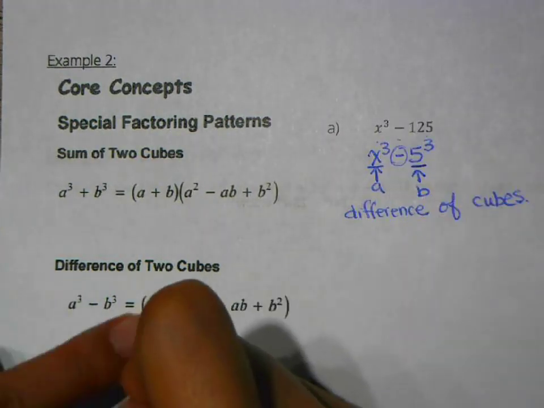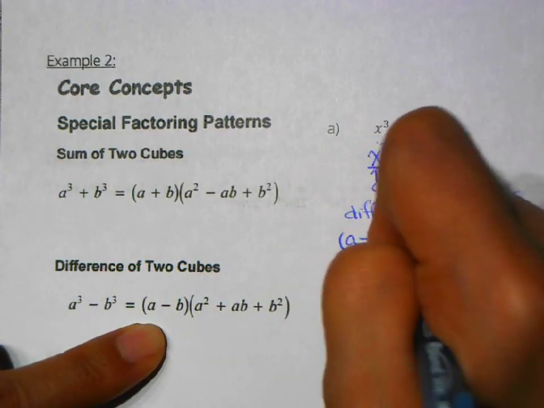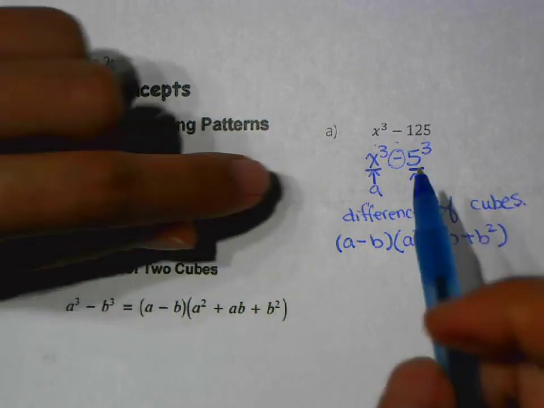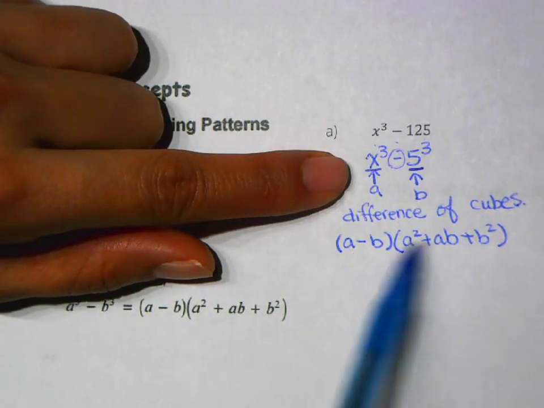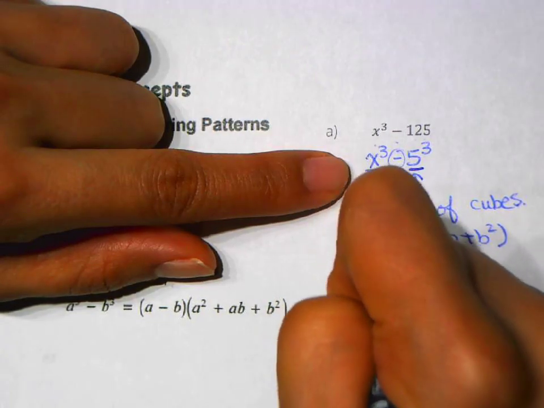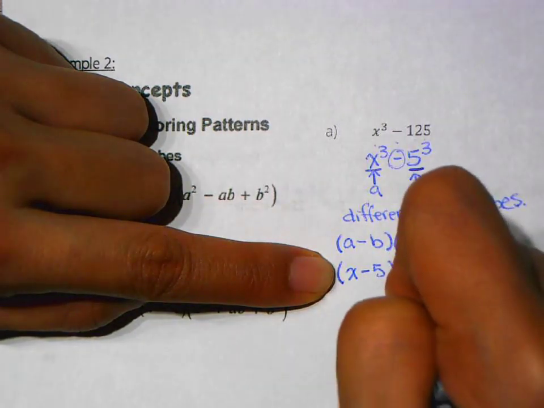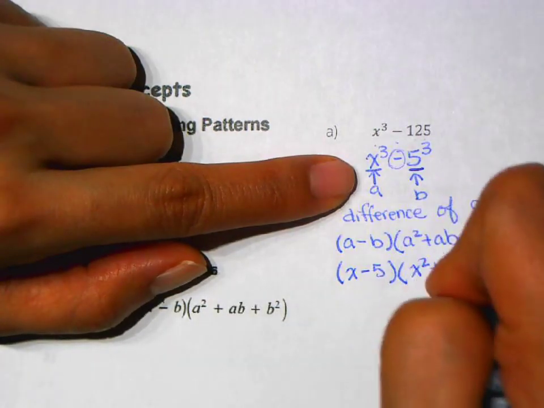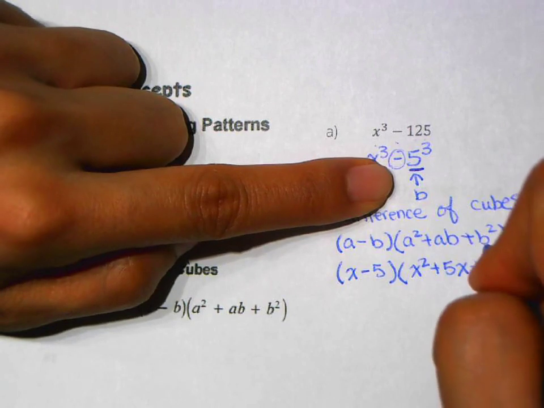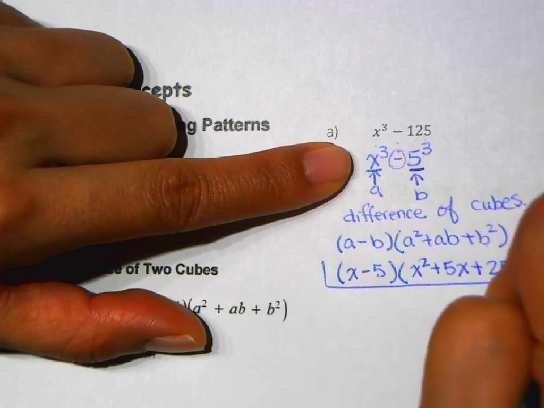So now I'm looking at this pattern to factor. When I factor it out, I'll see this: a minus b times a squared plus ab plus b squared. Now I'm just going to go back up here and pull out my a's and b's and plug them in. So I get x minus 5 times a squared, which is x squared, plus a times b, which is x times 5, giving me 5x, plus b squared, which is 5 squared, giving me 25. And that is completely factored out.